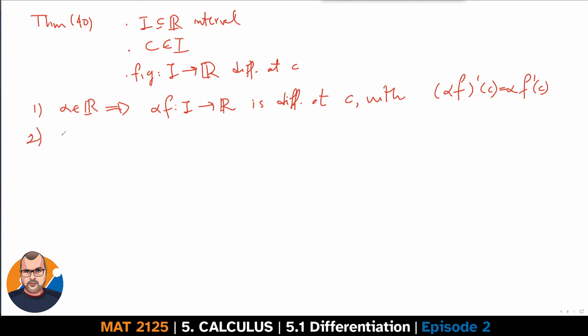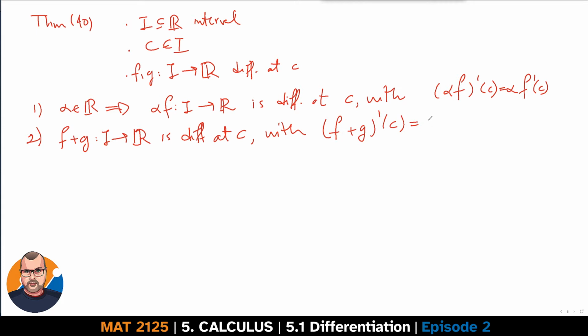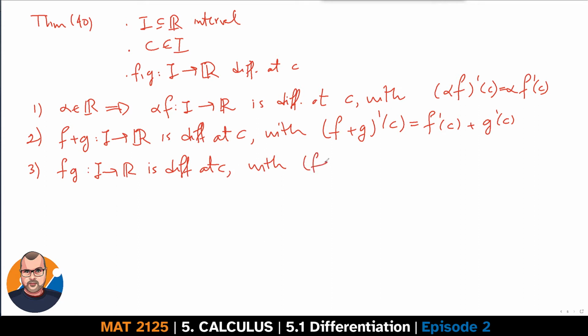And the derivative of the function at c is the product of alpha with the derivative of f at c. Similarly, the function f plus g defined on the interval is differentiable at c, and the derivative is exactly what you would expect it to be. It is the sum of the derivatives. The product of the two functions is itself differentiable at c with derivative given by the product rule: derivative of the first term at c times second function at c plus the first function at c times the derivative of the second term.